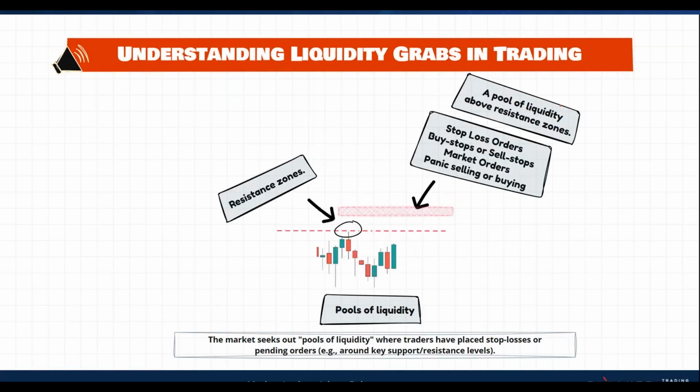Okay, and then what happens next? What we read until now is this pool of liquidity. Now what it contains is stop loss orders: buy stop and sell stop orders. In short, it's a type of order. We don't need to go into detail.